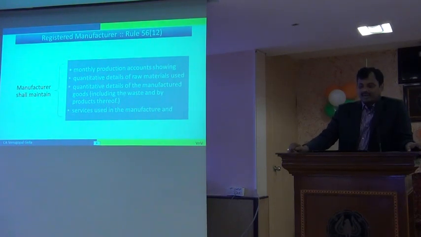When it comes to the manufacturer, one needs to have all the production records, but one needs to pay attention that these production records would also include scrap. So the quantum of the scrap that is generated during the production process needs to be recorded separately. That is one aspect which generally gets missed out in recording the stock records or inventory records.